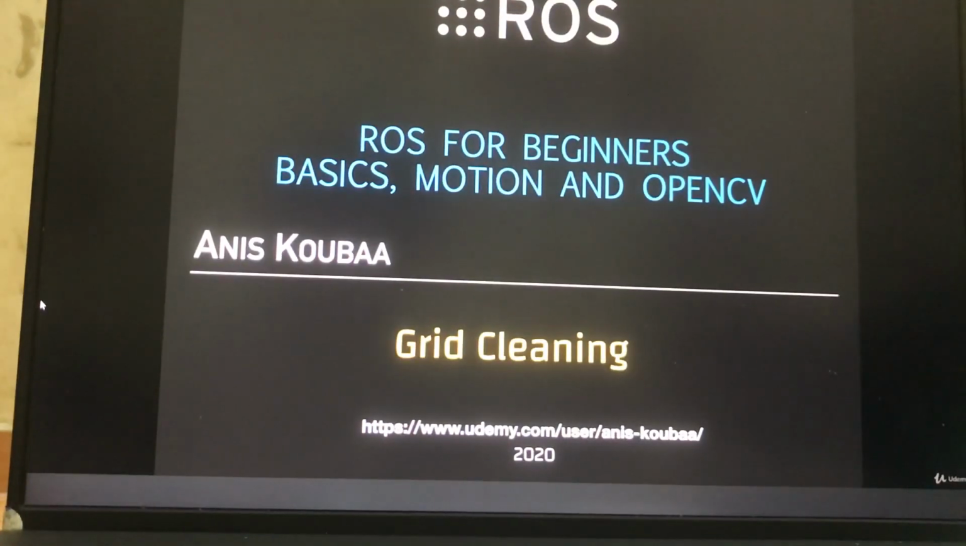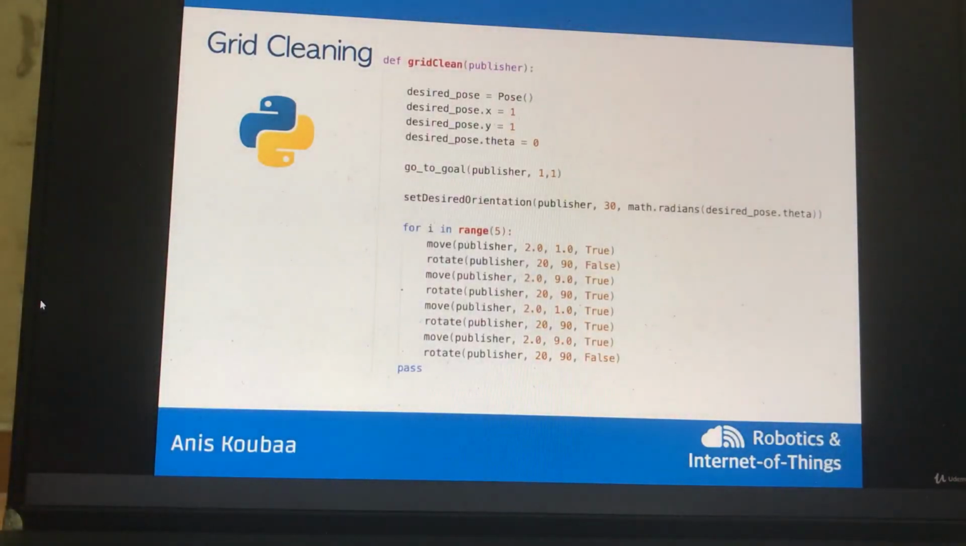We have defined all the different behaviors. We can now make the grid cleaning, which is the whole cleaning application, by integrating all these different methods and behaviors. So the grid cleaning here takes a publisher as an argument, and then it will use all the different methods, including the go-to-goal location.